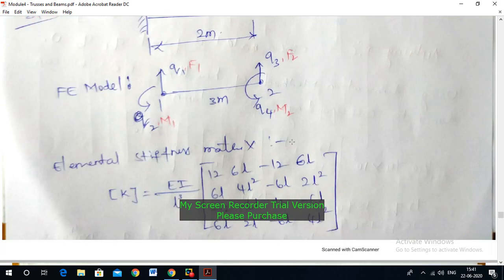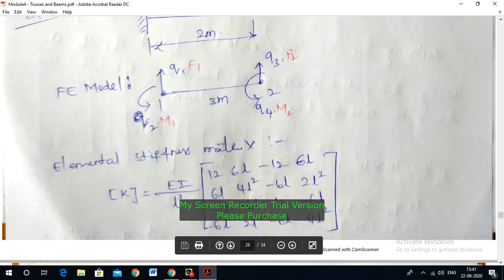That is very important. First, find the element stiffness matrix. Since the problem consists of only one element, you have to calculate only one element stiffness matrix for the beam element. We know that K is equal to EI by L cubed. We already know the element stiffness matrix for the beam element, already derived.